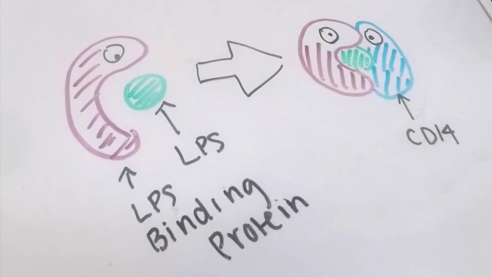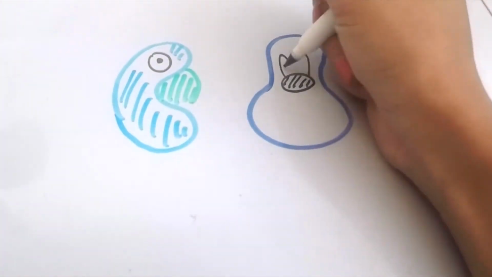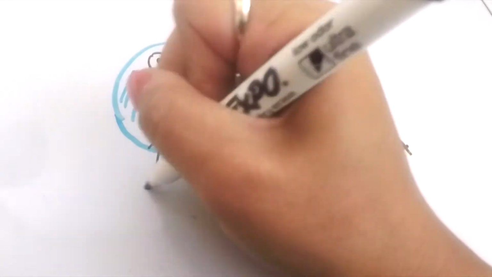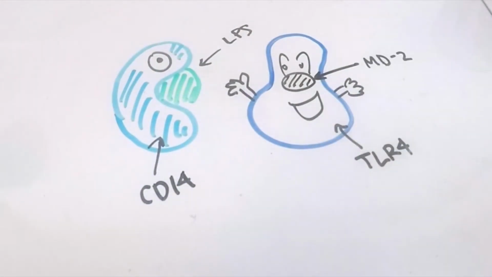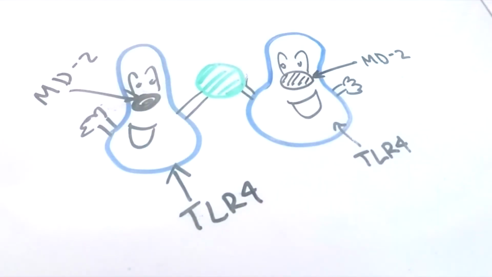LPS is then transferred from LPS-binding protein to CD14 present on the surface of macrophages, neutrophils, and dendritic cells. The CD14 then delivers and loads LPS to the ectodomain of TLR4. TLR4 is then able to detect LPS with the help of another accessory protein, MD2. Once the LPS, TLR4, CD14, and MD2 sandwich forms, this recruits another TLR4 receptor to the party, initiating a cascade of signaling events that warns the cell of the foreign invader.